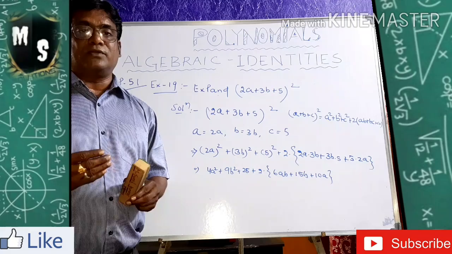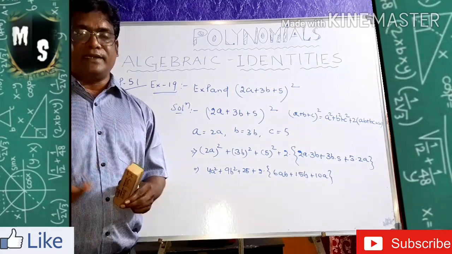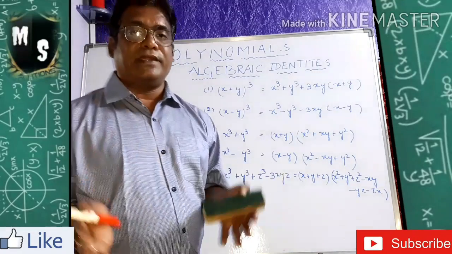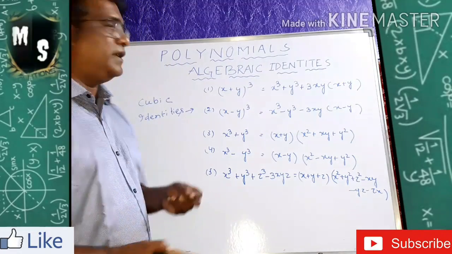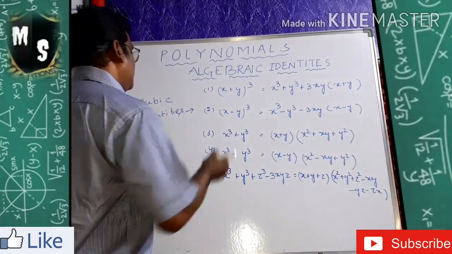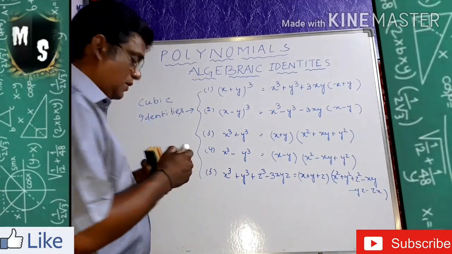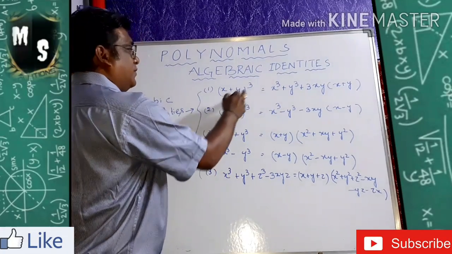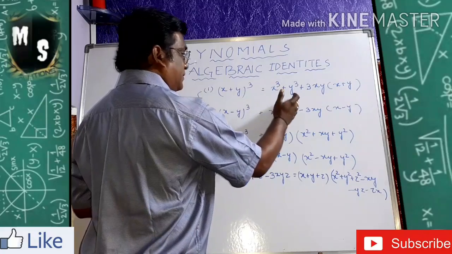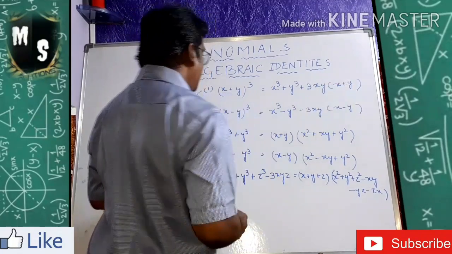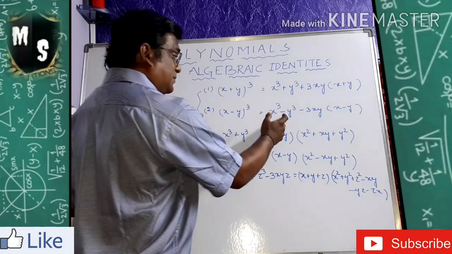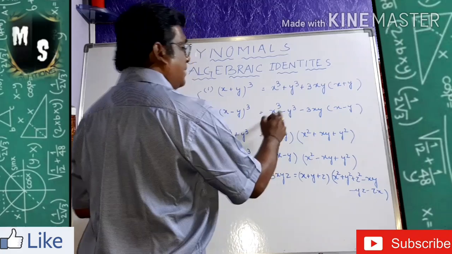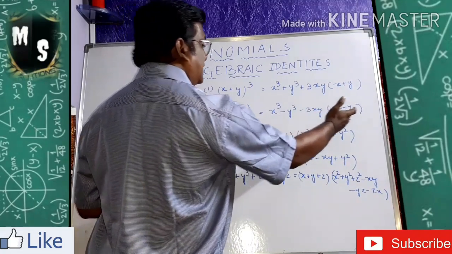Now we are going to discuss the cube identities, cubic identities. Just now after the square identities, I am coming to the cubic identities. I wrote it here, and these are all called the cubic identities. That means the whole cubes. (x + y) whole cube: the formula is x cube plus y cube plus 3xy into (x + y). (x - y) whole cube is x cube minus y cube minus 3xy into (x - y). Please try to note it here, it is minus, all are minus here.